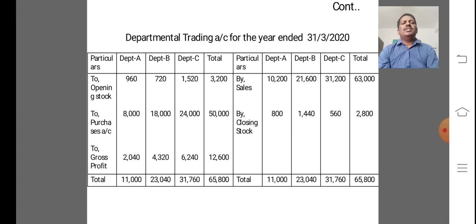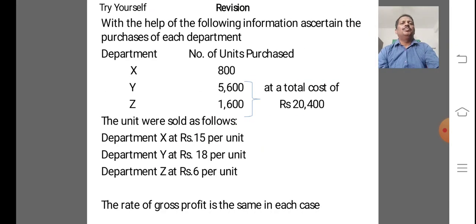The difference for A department, 2,440, is called gross profit. 4,320 for department B is called gross profit and 6,240 for department C is called gross profit of C department, and the total gross profit of all these 3 departments is 12,600.